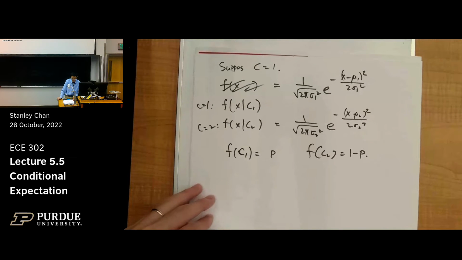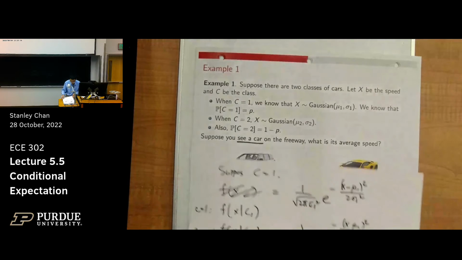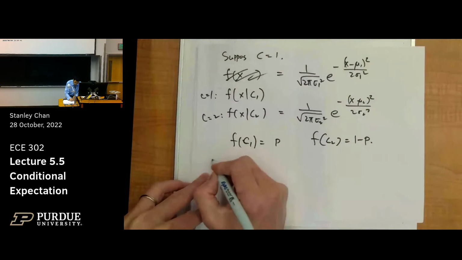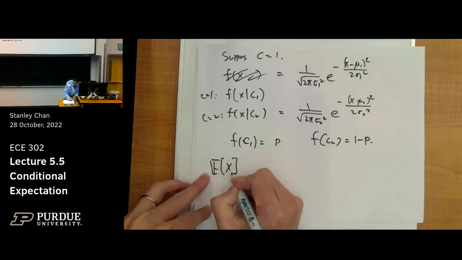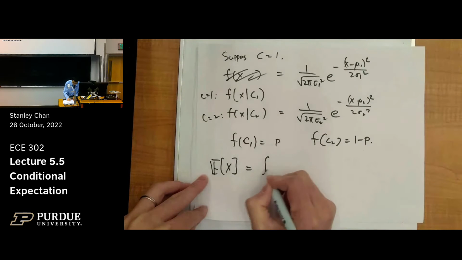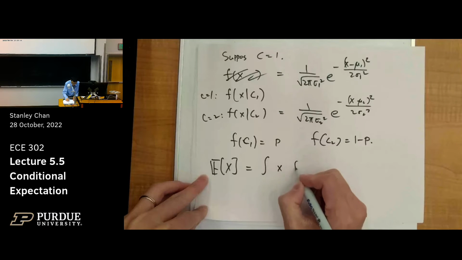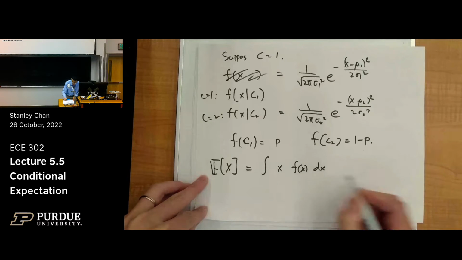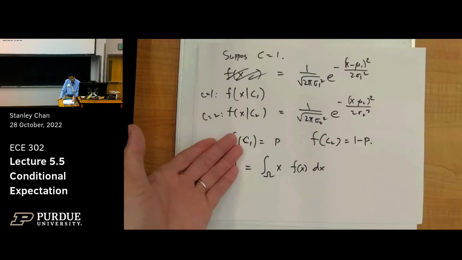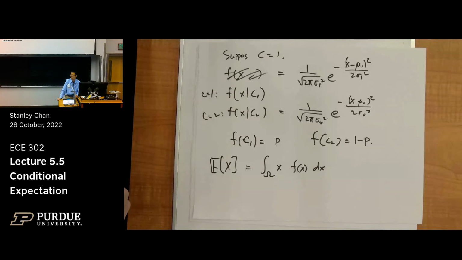Then what do I need to find? Well, I want to find the average speed. So I need to find the expected value of x. Now, what is the expected value of x? Well, the expected value of x is the integration of x times f of x dx, integrated over the entire sample space, omega. Oh, no, I don't have access to f of x. No, right? This is f of c and then f of x given c. What should I do here?